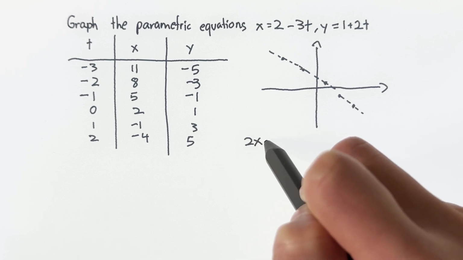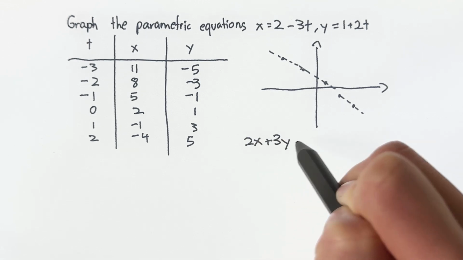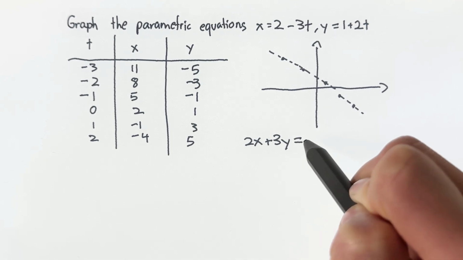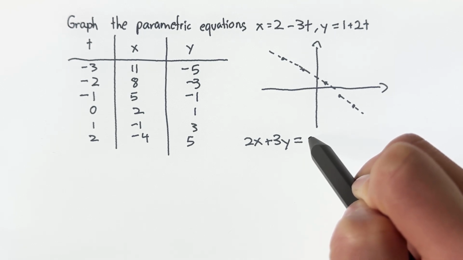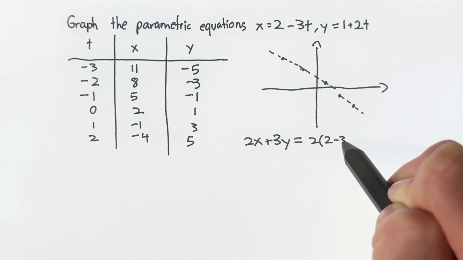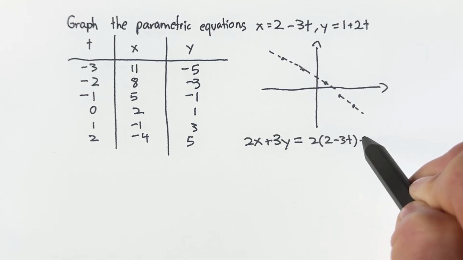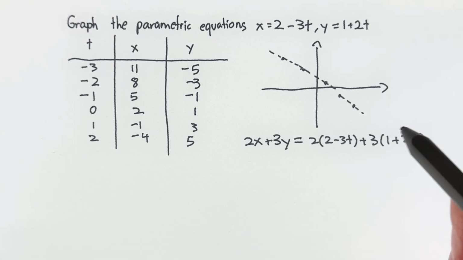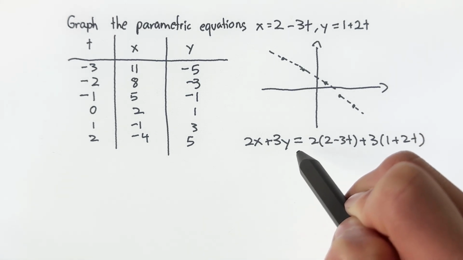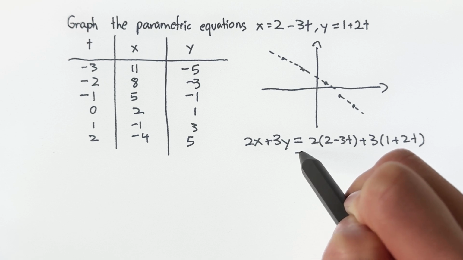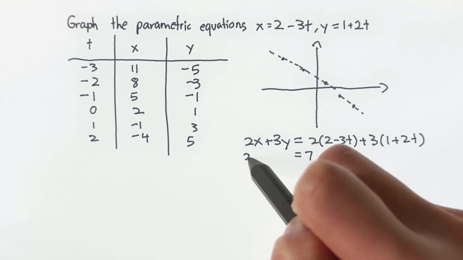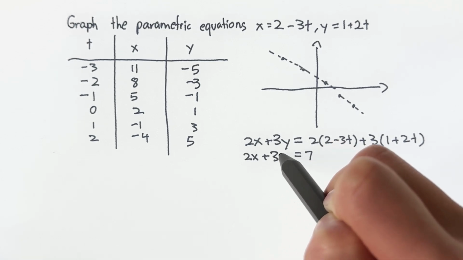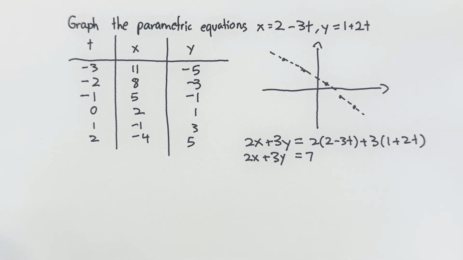2x plus 3y equals 2 times (2 minus 3t) plus 3 times (1 plus 2t). Notice that the t's cancel out, so we successfully removed the parameter. And this equals 7. So now we are not finished though.